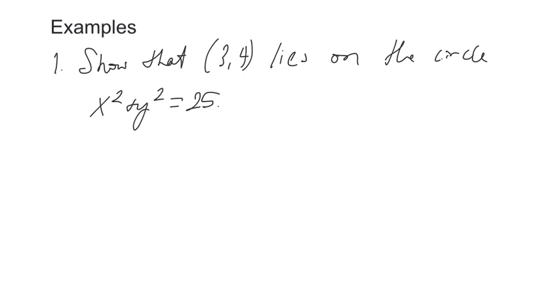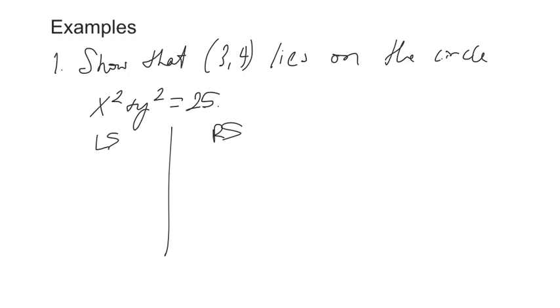All right, so how we might use this, we might ask ourselves, how can we show that a particular point lies on a particular circle? So in this case, we're asked to show that the point (3, 4) lies on the circle given here. And so one way to do this is just to do a left side, right side verification.